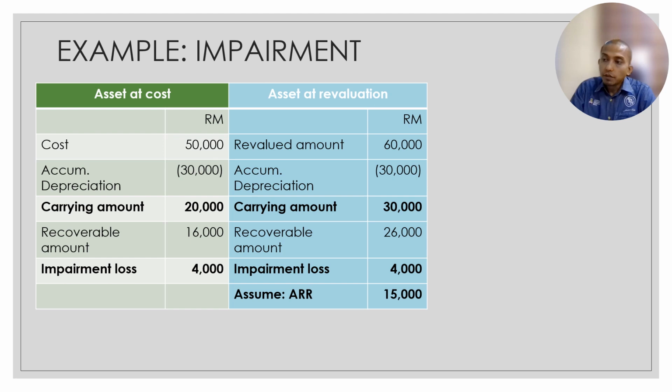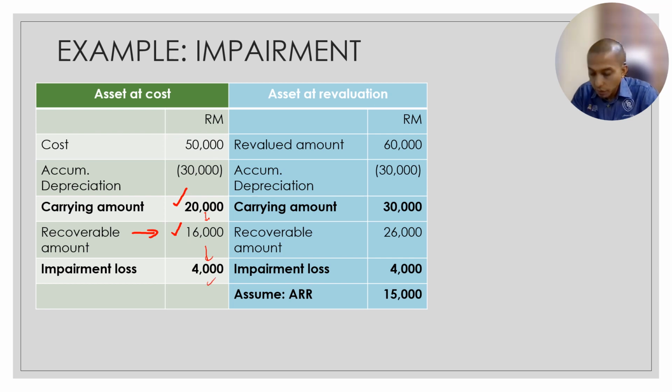Alright, so this is an example of impairment. The question gives you 50,000 less 30,000, you get 20,000, and the recoverable amount is 16,000. We are going to choose the lower. So the lower is the recoverable amount. So we are going to have an impairment loss by the difference. Right, the difference is 4,000.